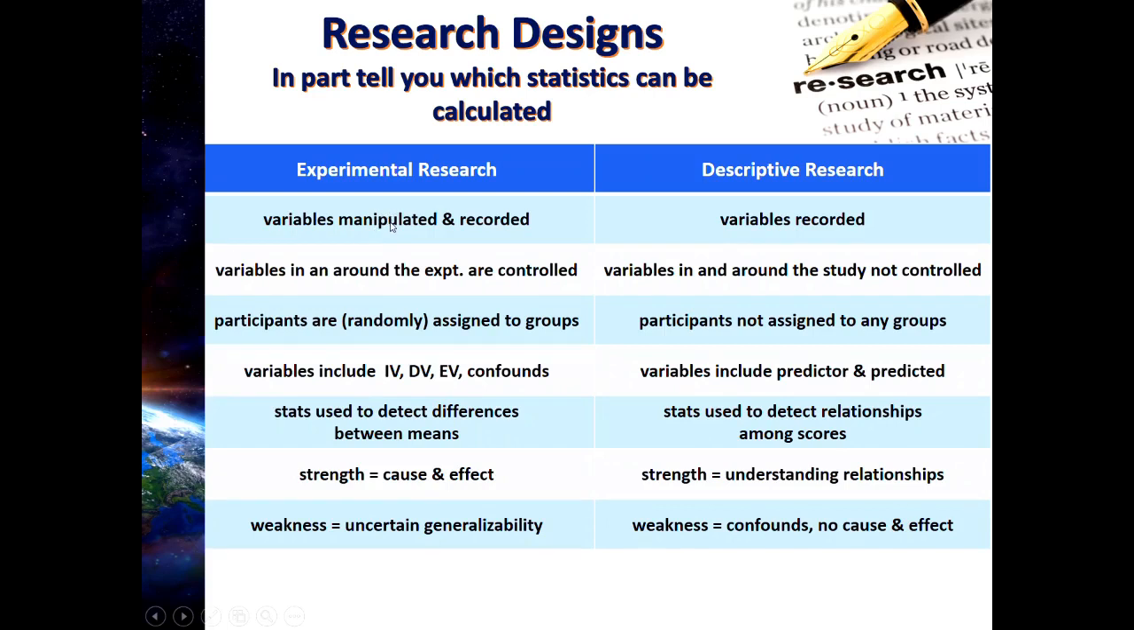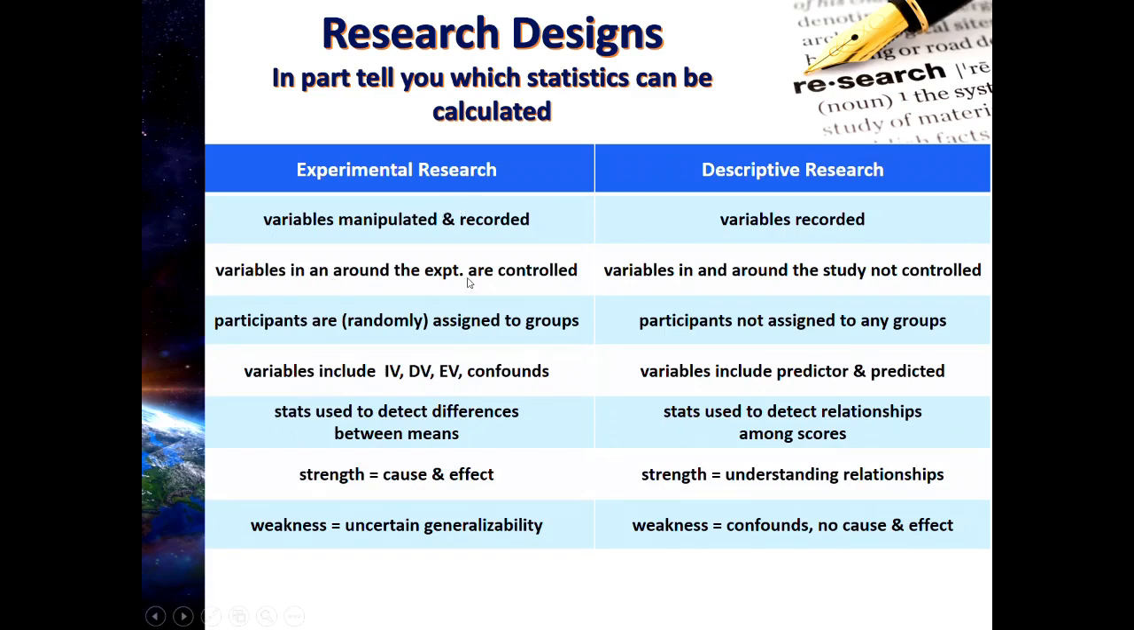Those different groups or conditions are referred to as levels. So an independent variable is manipulated, and you have to have a minimum of 2 levels that you're going to compare. The variables that are recorded are the dependent variables. The dependent variables are the ones that you think are going to be impacted by the independent variable.